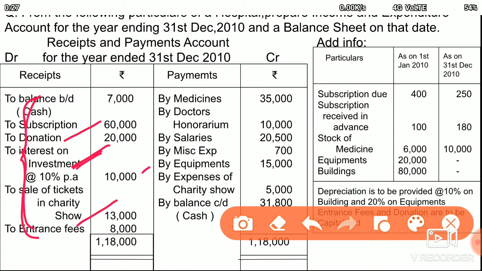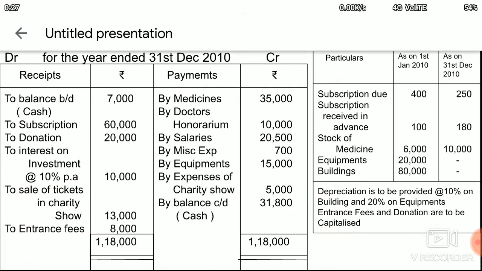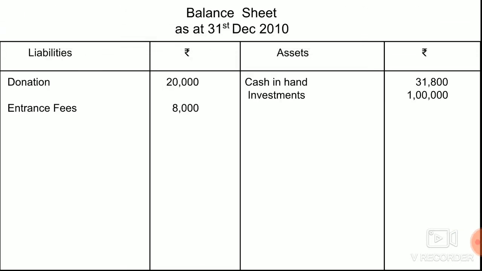Then on the payment side, we can take the closing balance of cash. This also will come. The closing balance of cash is 31,800. This also will come in the balance sheet. So these four items we will take first. If we take these four items, it will appear in this way.